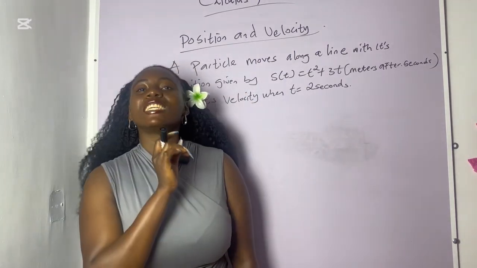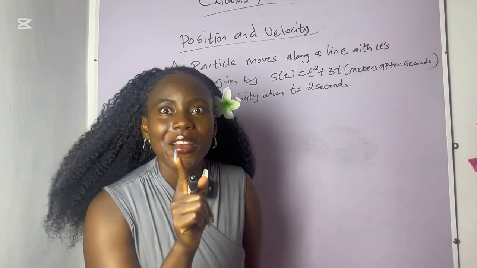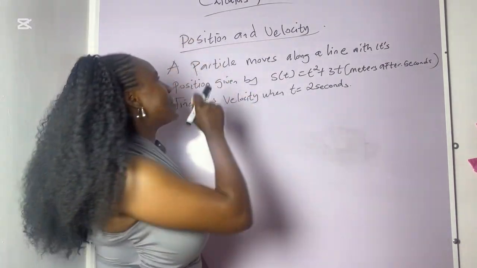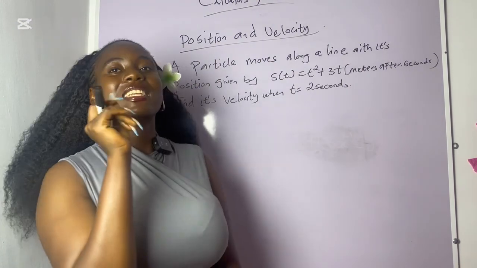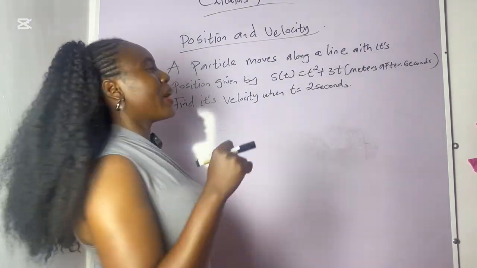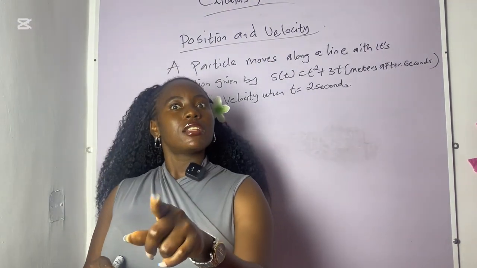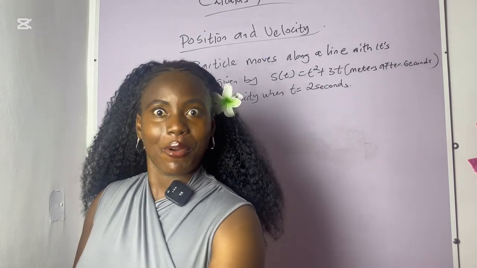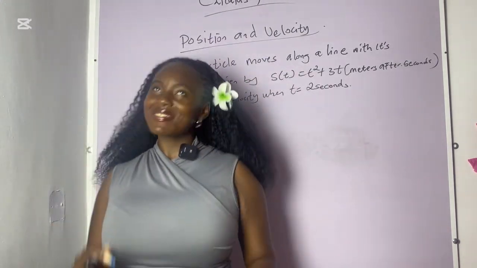Good. Now we stay on calculus 1.0, guys. Good. So we have here position and velocity. And on the board here, we have, before I forget, don't forget our quick dance.